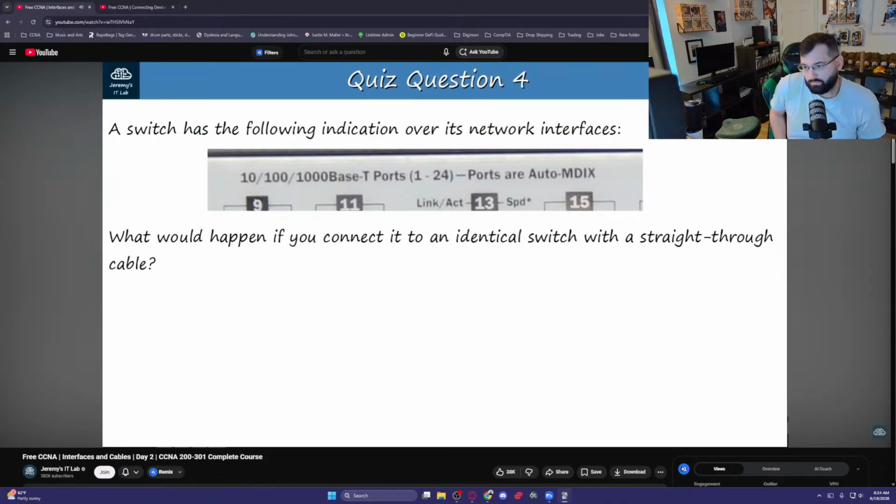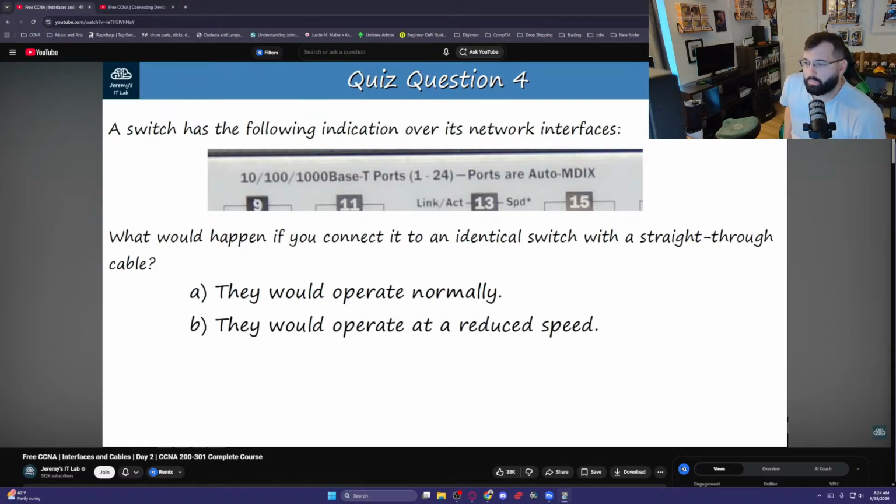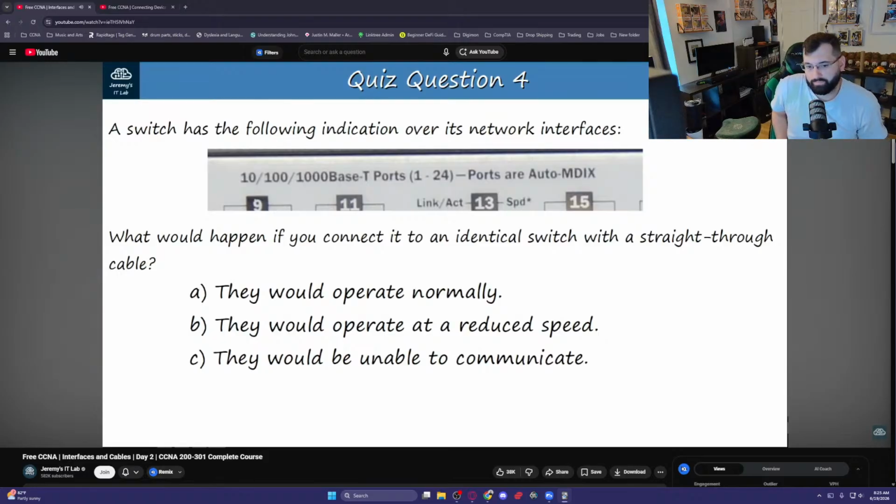A switch has the following indication over its network interfaces. What would happen if you connected it to an identical switch with a straight-through cable? A, they would operate normally. B, they would operate at a reduced speed. C, they would be unable to communicate. Pause the video to think about your answer.